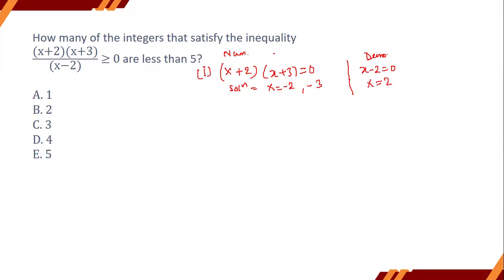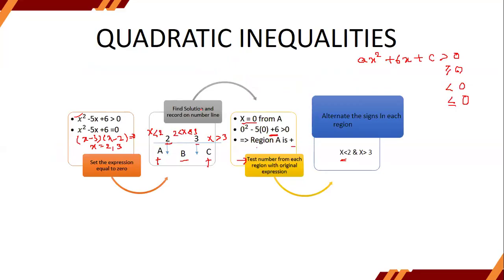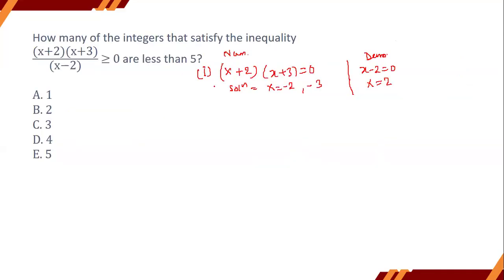I am only considering the numerator part separately and the denominator part separately to get the roots for both of these, right? To check the sign. Okay, so the second step was to find the solution. We got it, and now we will put it on the number line. So if we put this on the number line, we have here minus 3. Okay, and this is minus 2 and 2.